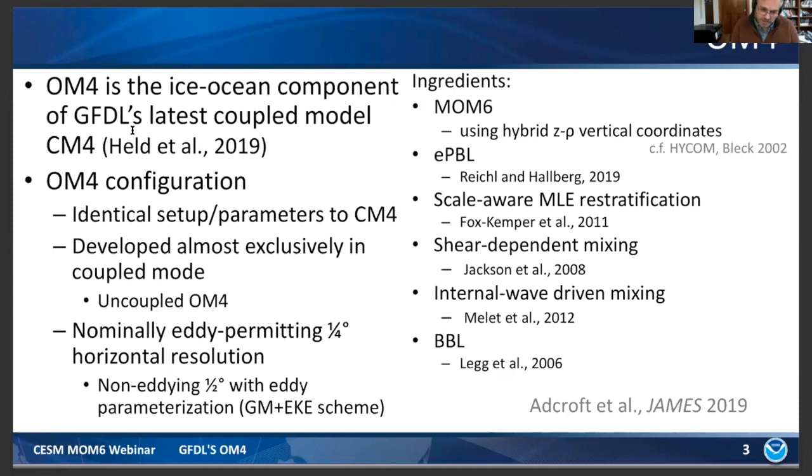And then the bottom boundary layer scheme is due to Legg et al., with a few innovations on top of that. So it's fairly vanilla in terms of what physics is inside the model, but the schemes are actually mostly homegrown.